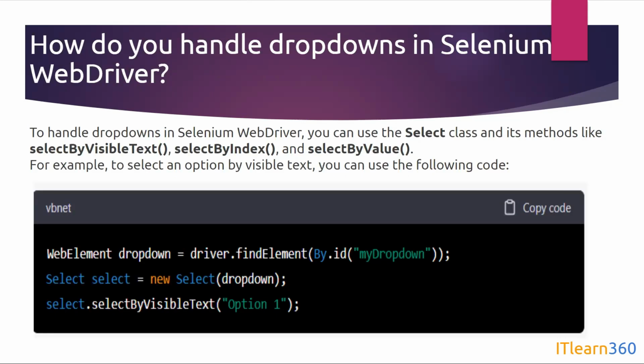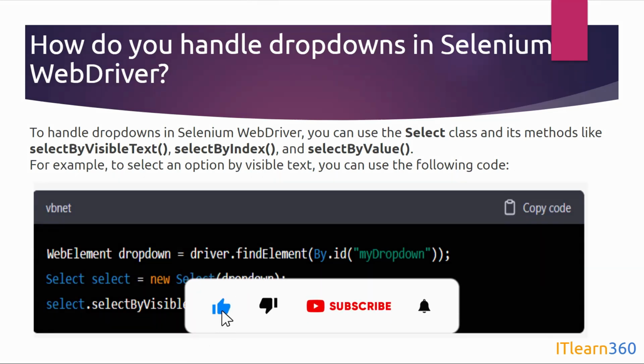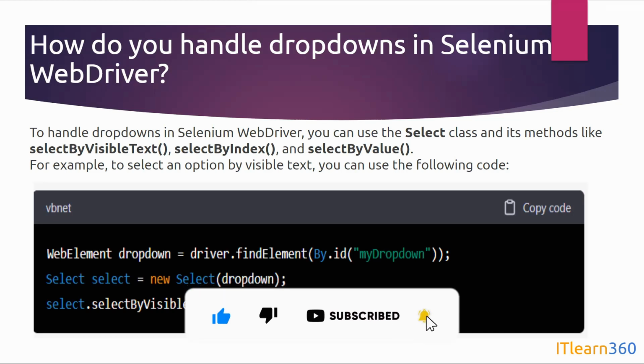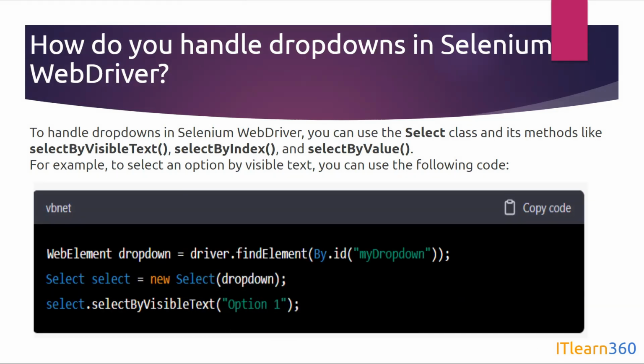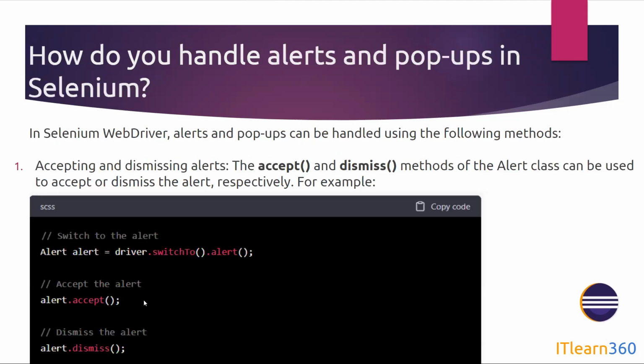Now, how to handle dropdowns in Selenium WebDriver. It's very simple to handle dropdowns in Selenium WebDriver. Here you will use the Select class, and then you have methods like select by visible text, select by index, and select by value. You come across these dropdowns in Selenium, and to handle them, the main thing, as it's written in this code, is that we use the Select class and create the reference. Using this reference, we call the selectByVisibleText method, and you can also call selectByValue and selectByIndex.